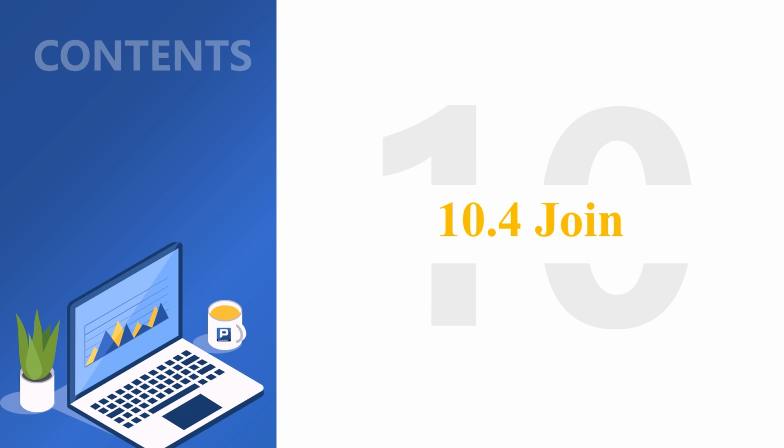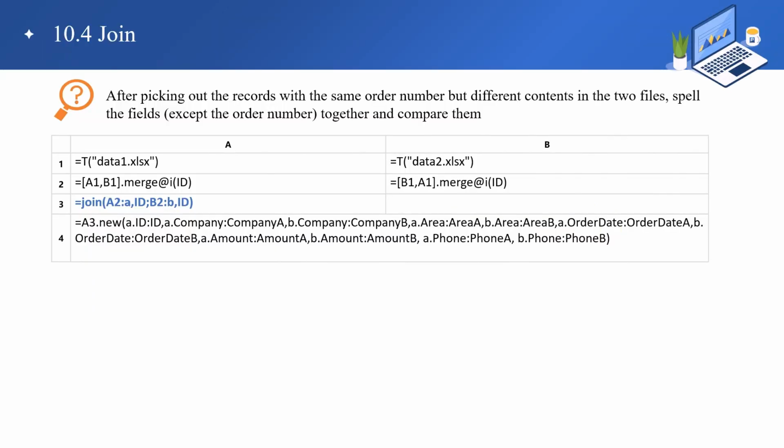Section 4. Join. Let's continue to see the above order example. After picking out the records with the same order number but different contents in the two files, we want to spell the fields except the order number together and compare them. That is to form a data table with twice the number of fields, except the order number. We usually use the join function to accomplish this task. The join function of A3 returns a table sequence with two fields, A and B respectively.